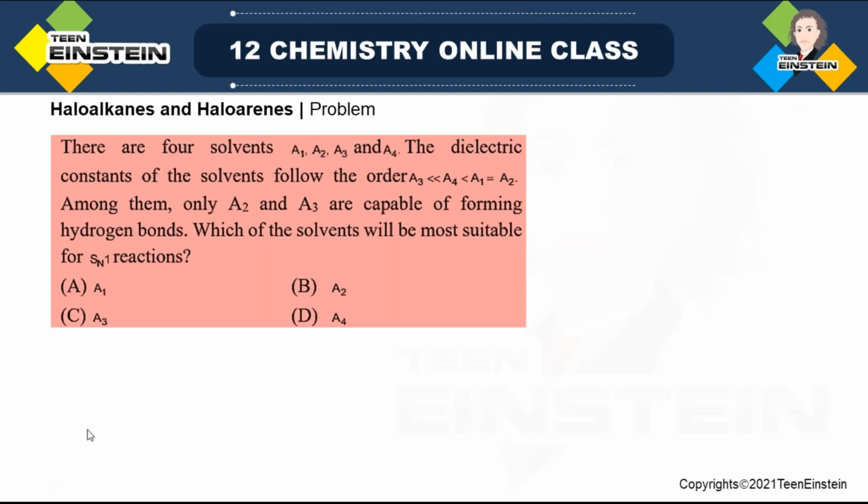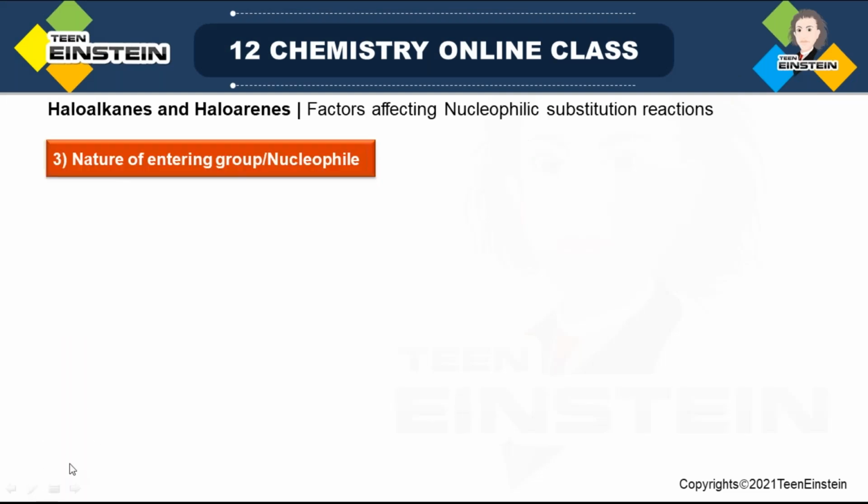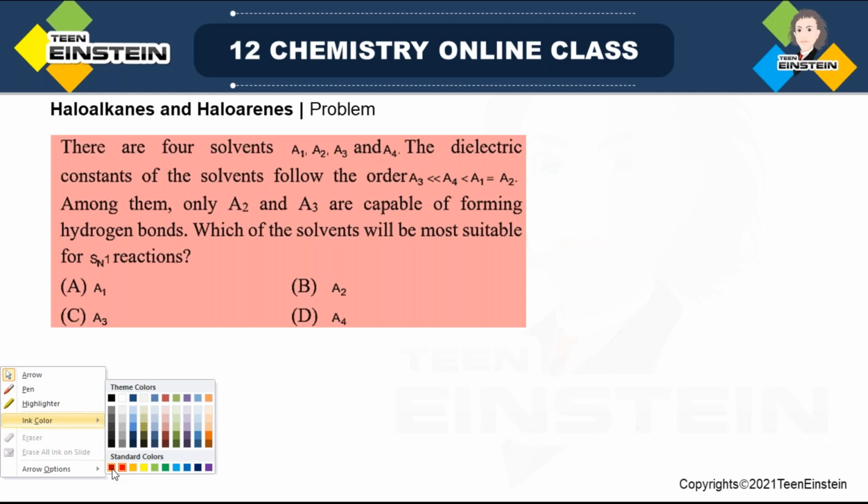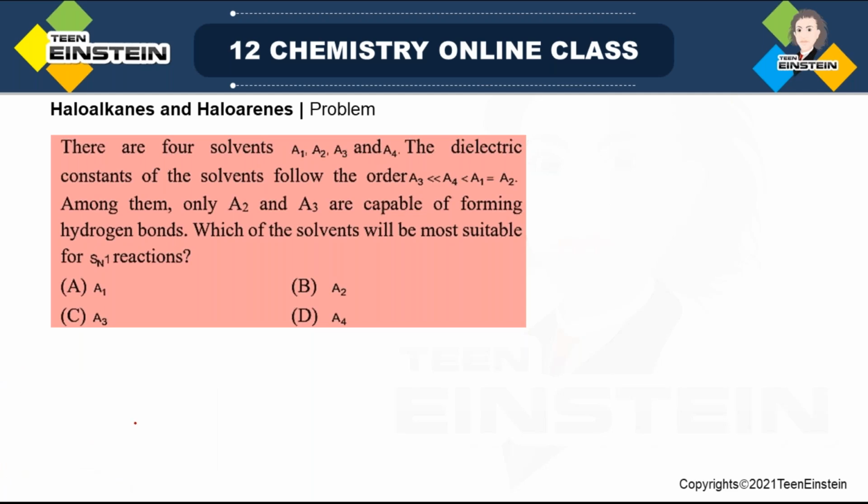Hello everyone. Factors that affect nucleophilic substitution reaction. Two factors out of four we have discussed already, and in today's class, two more factors that influence nucleophilic substitution reaction will be discussed. And if that part is complete, next we will start elimination reaction. Under elimination, there will be two types of mechanism: one is E1, another one is E2, and there will be some related problems.